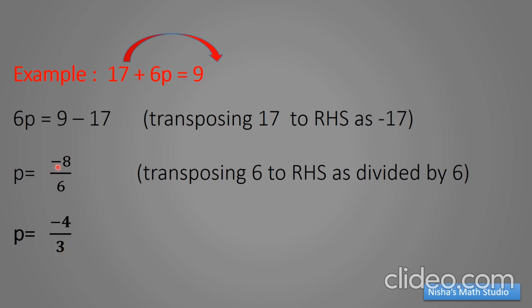Remember, there is a negative sign here. Don't forget to put it in your final answer. So p is equal to minus 4 by 3 is the solution for the equation 17 plus 6p is equal to 9.